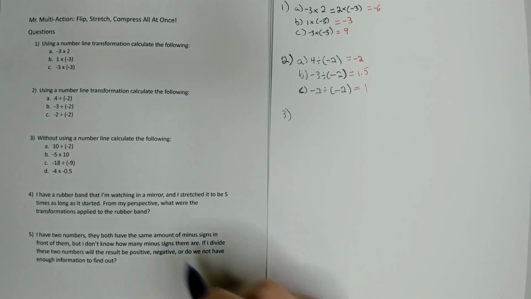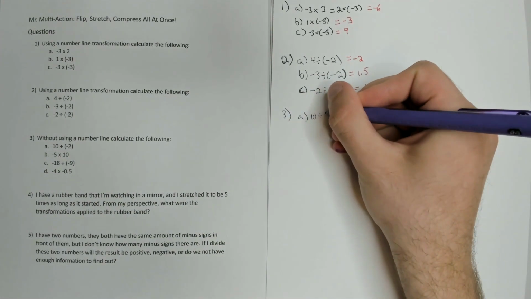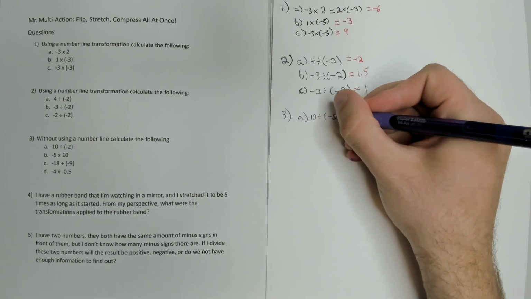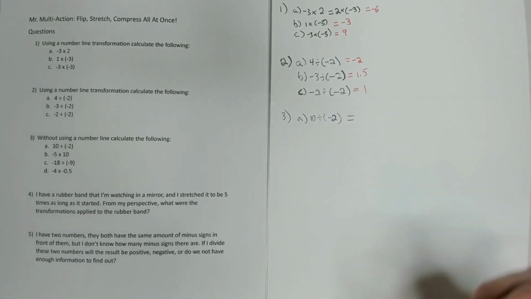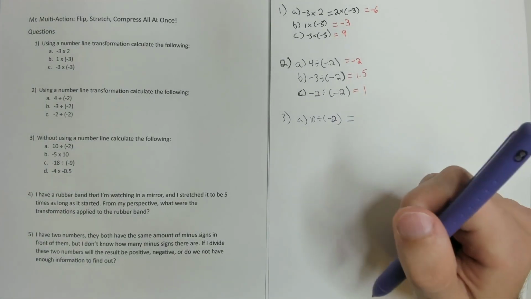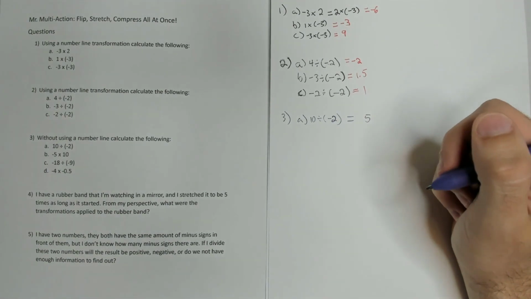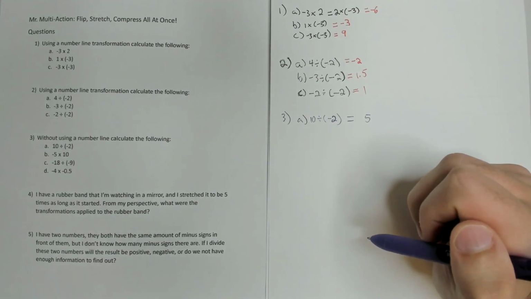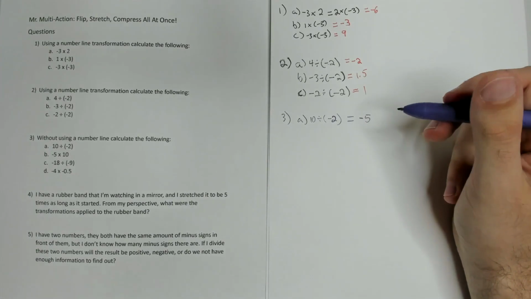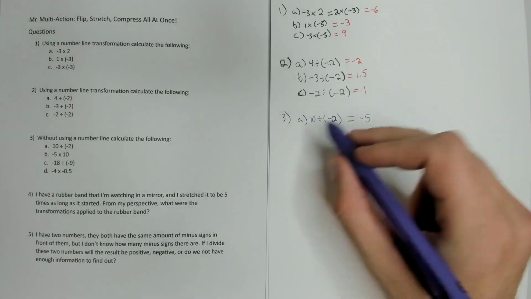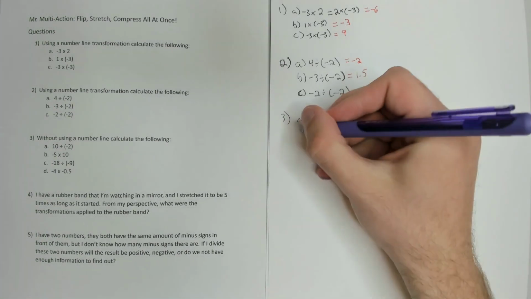So this one says, without using a number line, calculate the following. 10 divided by negative 2. All right, so we're not using a number line here. So what's 10 divided by negative 2? Well, we know that 10 divided by 2 is 5. And do you remember the rule for what a positive divided by a negative is? It's a negative. And if you think back to the number line, dividing by a negative, that's flipping from the positive into the negative or from the negative into the positive. So we get negative 5.